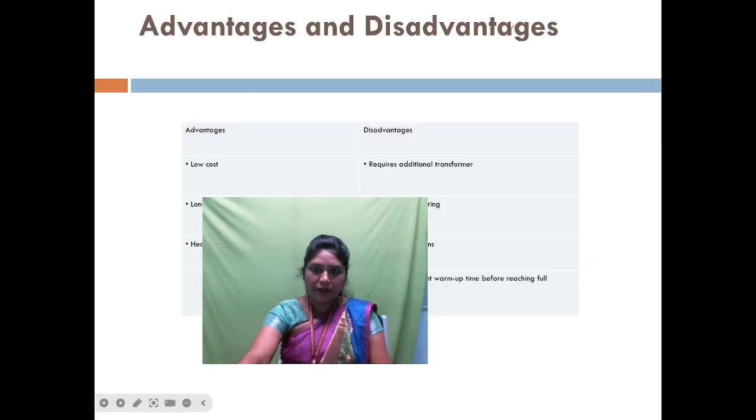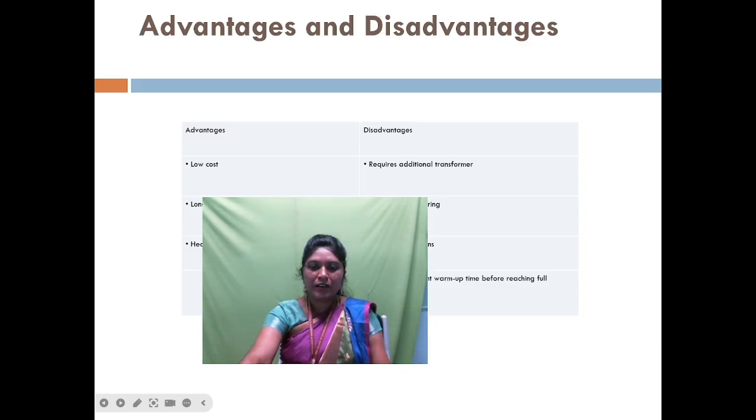Here we can see the advantages and disadvantages. This is low cost and the lifetime is more compared to the mercury vapor lamp. The heat produced by this lamp is very low, so it has a high efficiency. Heat produced is very less, so the efficiency is more.